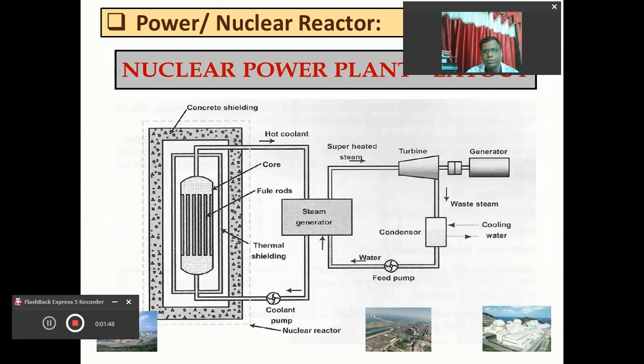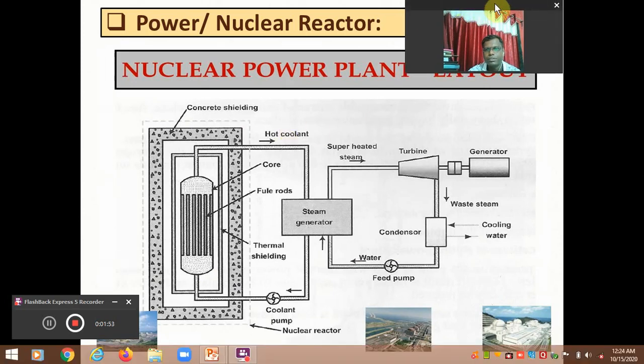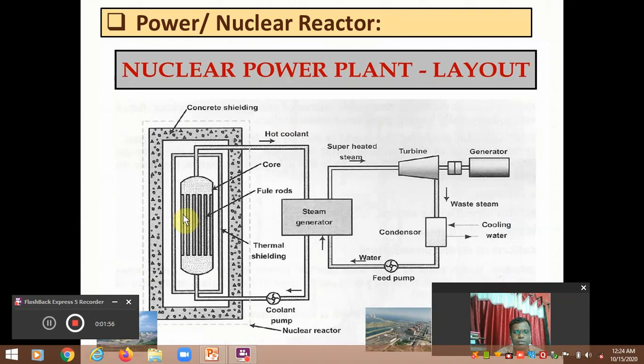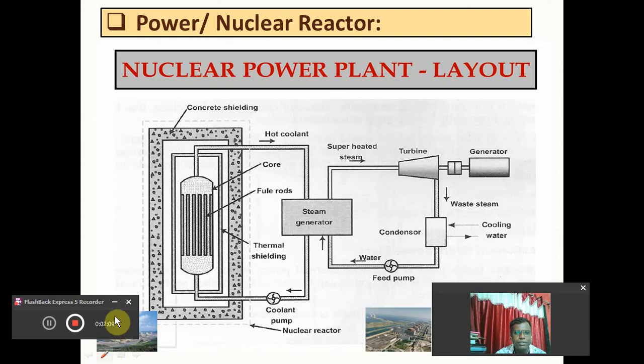Before that, I would like to revise the essential components of this power reactor. This is the overall diagram of the power reactor, or you can say the nuclear reactor, in which the nuclear reaction is carried out in a controlled manner to obtain energy. This is the central part in which the nuclear fuel is placed, the core, and the fuel is present in the form of rods called fuel rods.